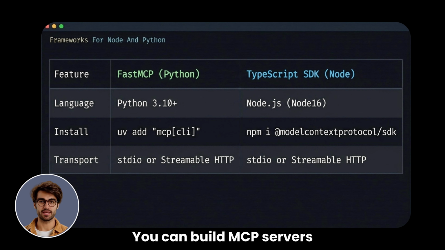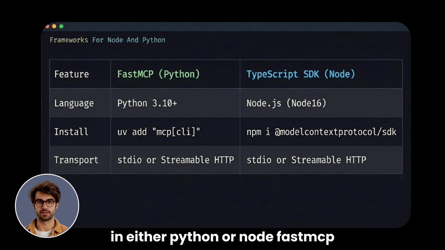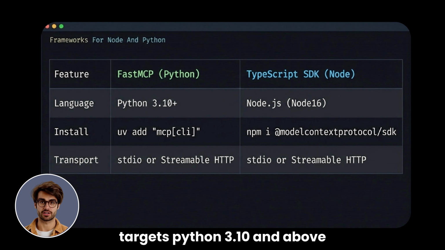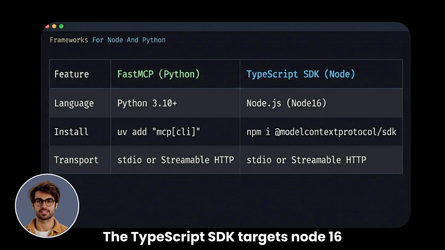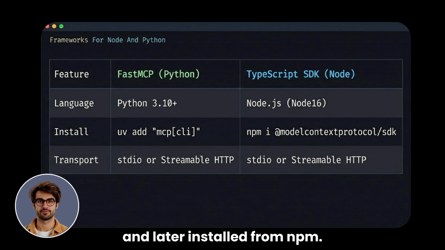You can build MCP servers in either Python or Node. FastMCP targets Python 3.10 and above, installed via the UV tool. The TypeScript SDK targets Node 16 and later, installed from NPM. Both support stdio or streamable HTTP transports, so you can align with your existing stack.